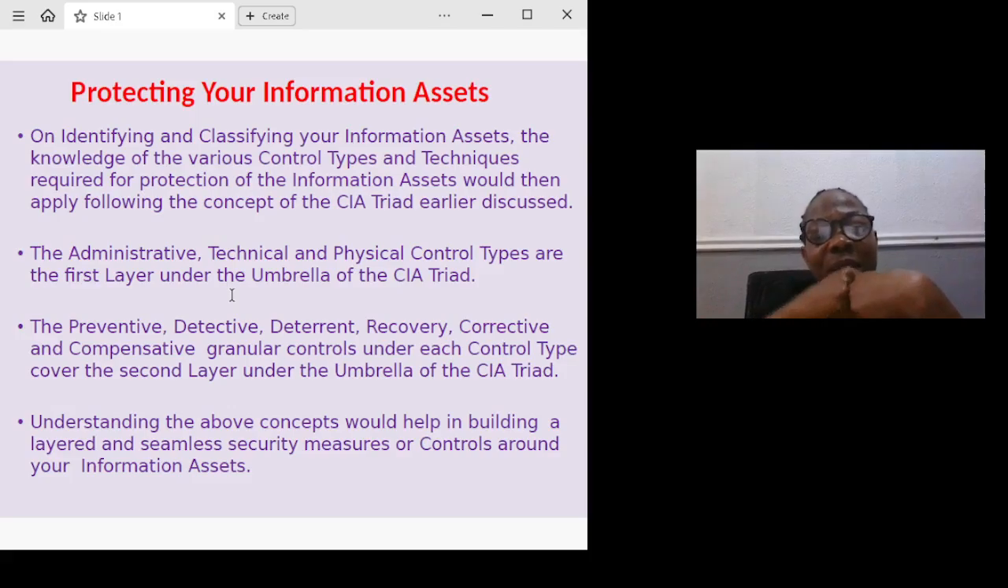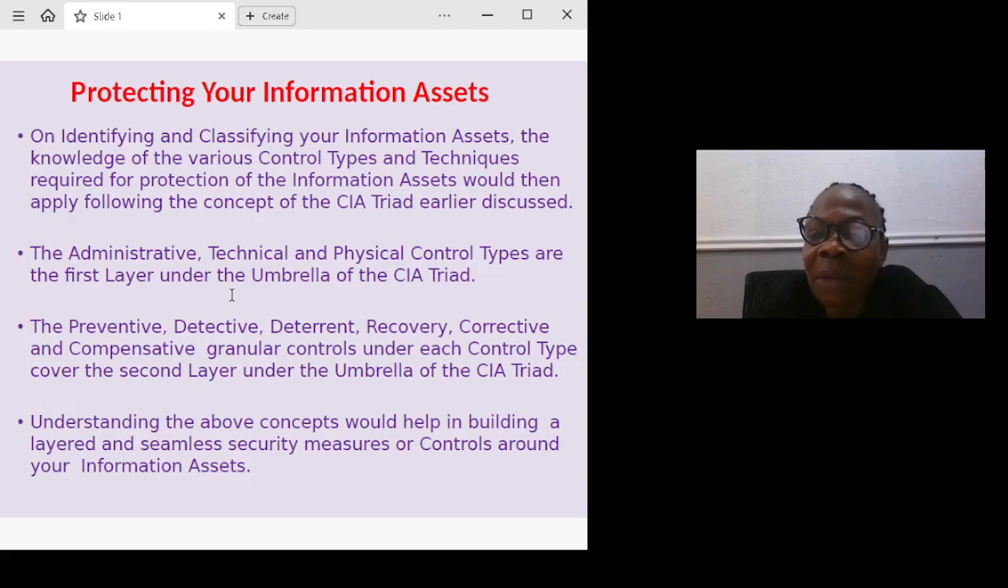So at the end of the day, you can now have a preventive administrative control. Now, if I ask you to give me an example of a preventive administrative control, of course, your policies, your standards, the governance of the organization, the philosophy, the vision, the mission of the organization, they all fall under, oh no, sorry, the policies, the standards, they all fall under directive.